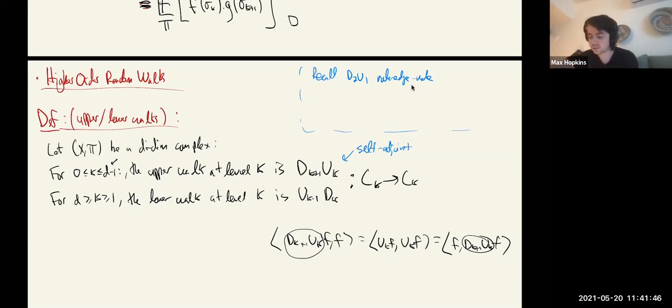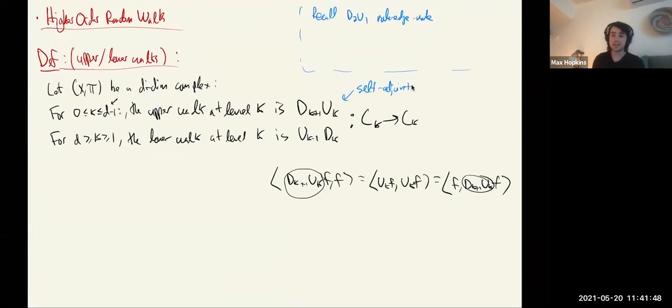Okay. So the first thing that I want to talk about is laziness. Recall the node edge node walk, which was equal to D2 U1. This was the upper walk at level 1. On graphs, it had a 1/2 lazy component.